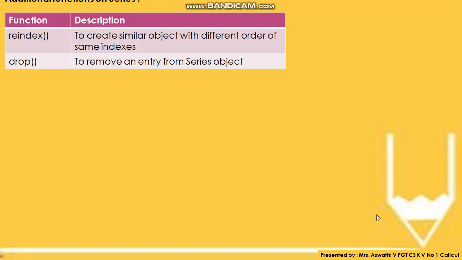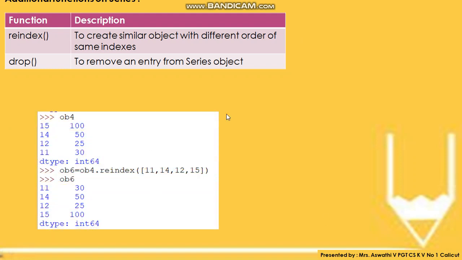And two more functions, that is reindex and drop. Reindex is used to create a similar object with a different order of the same index, and drop is used to remove an entry from a series object. See the example. Suppose OB4 is given like this, and I give OB4 dot reindex 11, 14, 12, 15. Here you see the order is different. I want to change the order of the series, that's all. I want 11 to come first, then 14, 12, 15. So I have given it like this and stored it in OB6. If you print OB6, you can see it is now in the order that I have mentioned here.